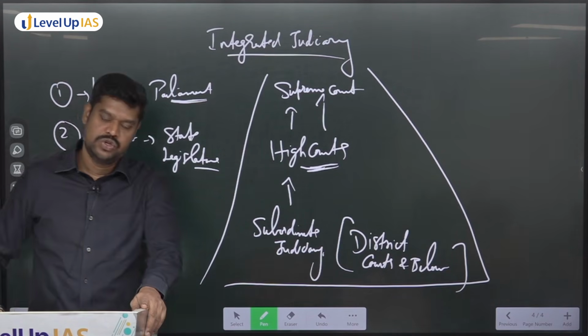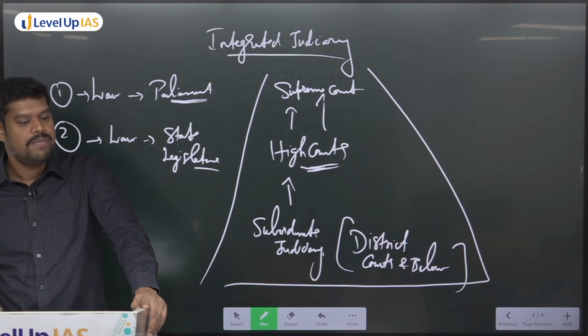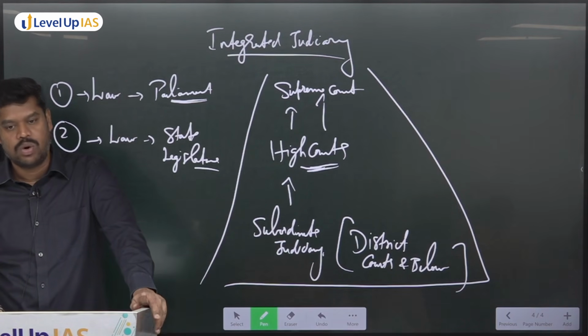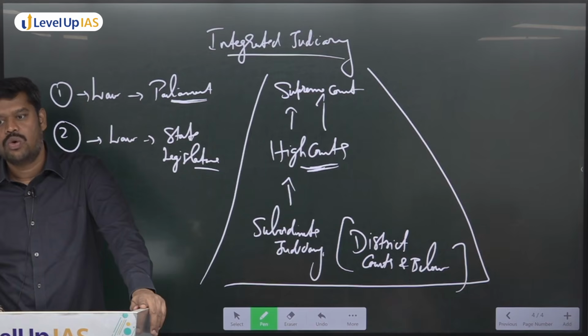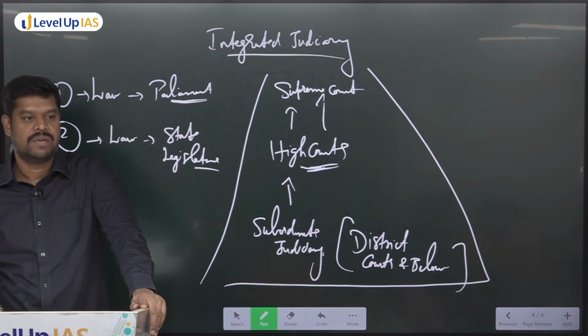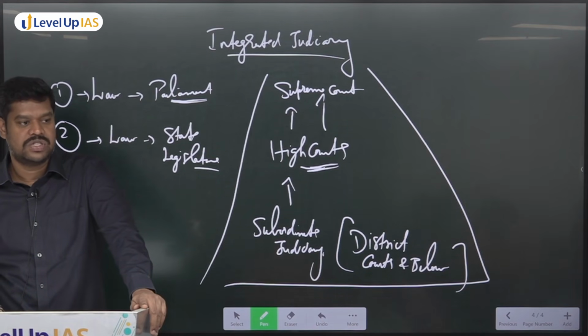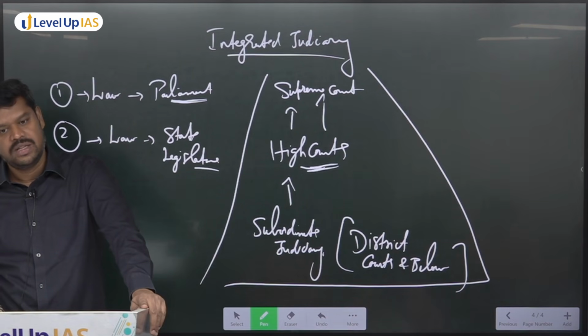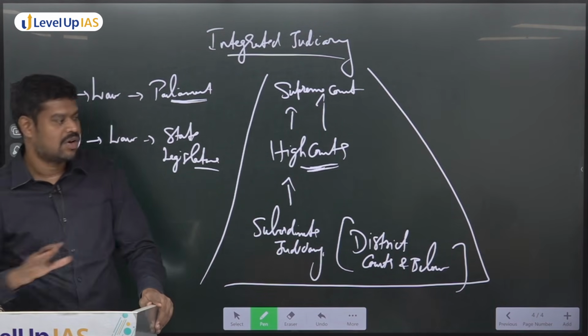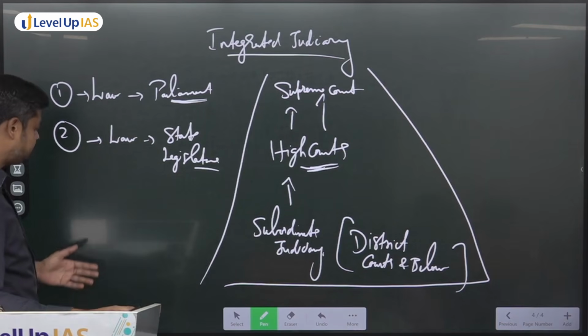What is independent judiciary? Independent from the other two organs of the state. And what is integrated judiciary? We got one single hierarchy of judiciary. That means when it comes to judiciary, there is no division of powers. Where is there division of powers? Only in case of legislature and the executive. Is that clear? So these are all the basic understanding you should have.